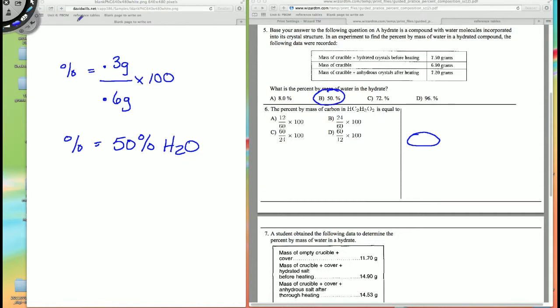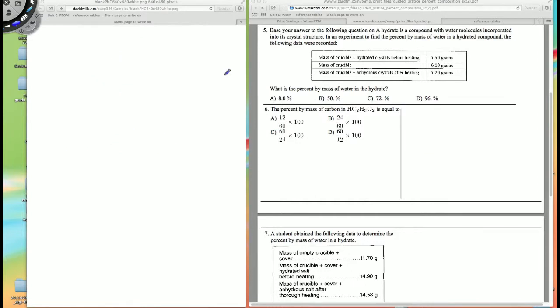Okay, now let's move on to question number 6. In question number 6, it says the percent by mass of carbon in HC2H3O2. And just for fun, I'm going to write it over here. I already wrote it wrong, so let's do HC2H3O2. Okay? I want the percent by mass of carbon. So to get the percent by mass of carbon, I have to figure out what this whole thing weighs. I also have to figure out what the mass of the carbon weighs. So let's start with the whole thing.